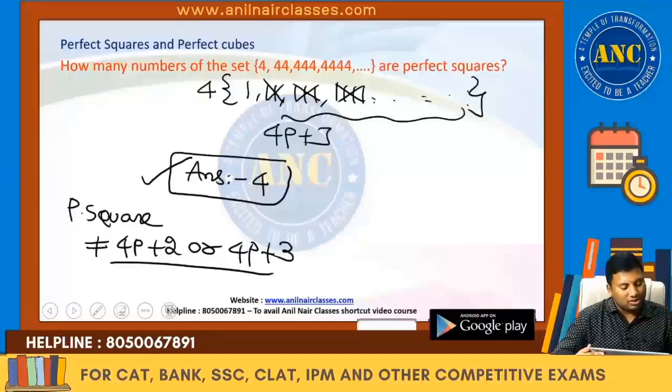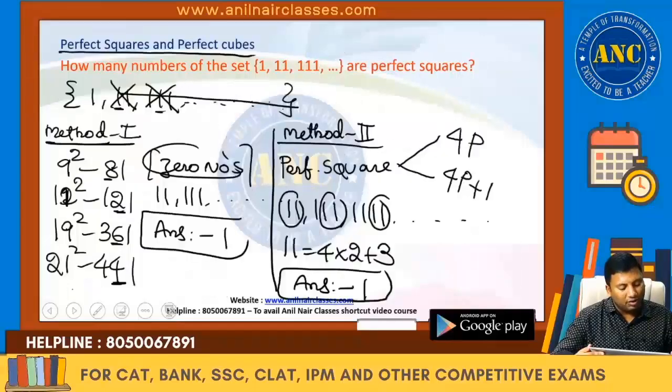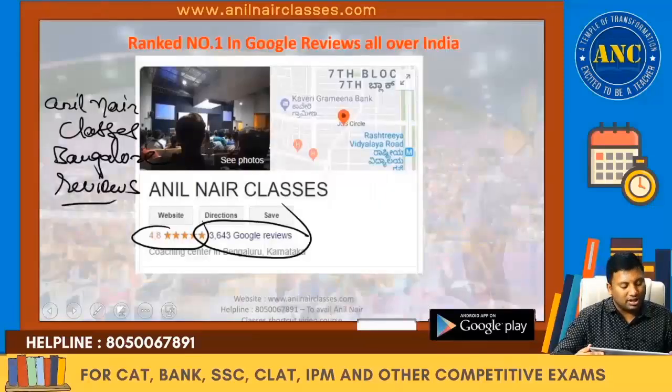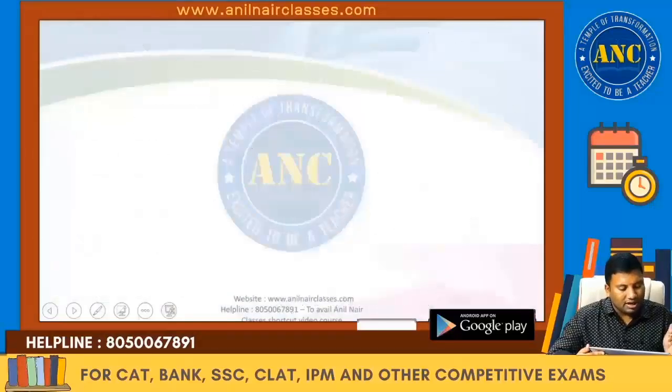A perfect square will always be of the form 4p or 4p plus 1, and never of the form 4p plus 2 or 4p plus 3. How to find out the numbers? I hope the idea is clear. Many examples that we have taken in this one. This is the second session.